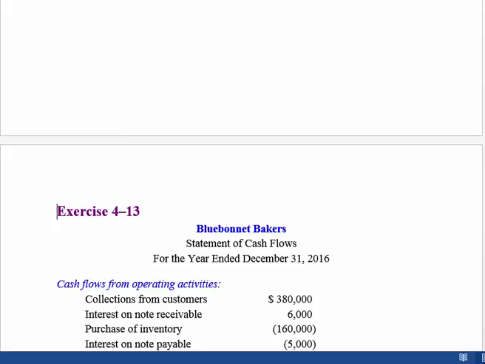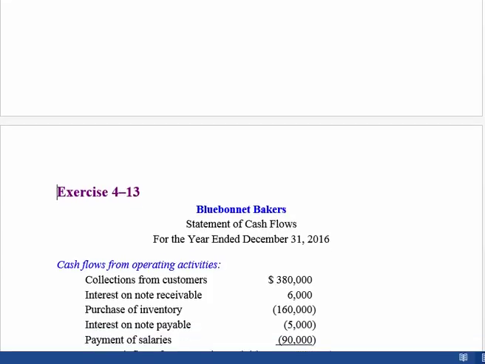Purchase of equipment would be considered an investment. Any property, plant, or equipment sales or purchases would be handled in the investing section. Salaries to employees, that's an operating activity, 90,000. Principal on a note payable is financing, and payment of dividends to shareholders is also financing.